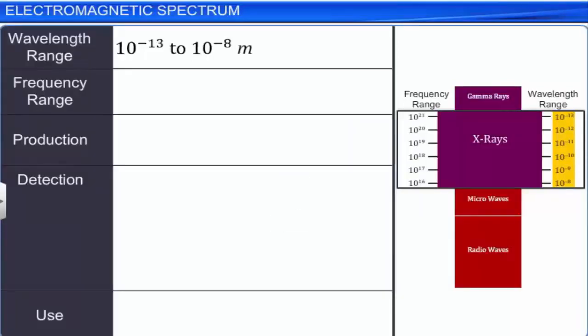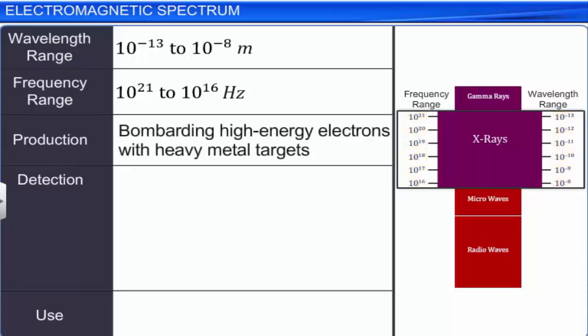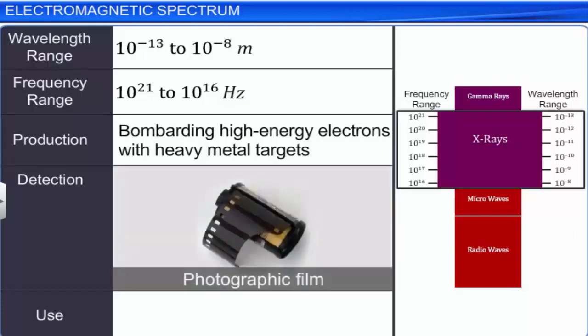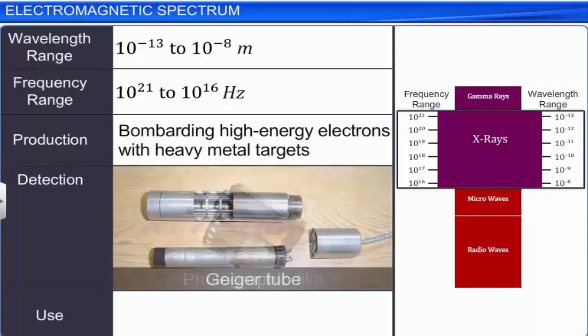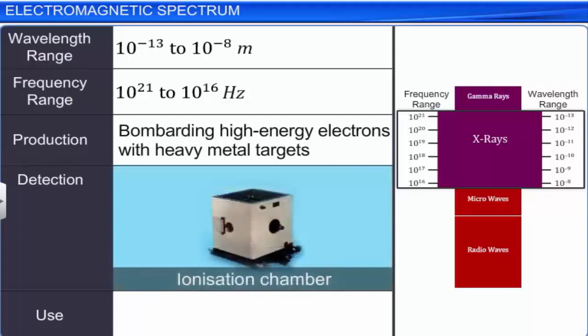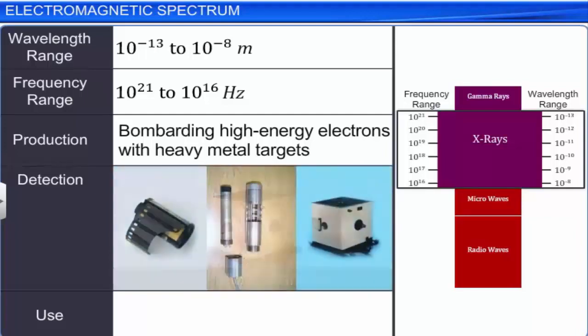The frequency is in the range of 10^21 Hz to 10^16 Hz. X-rays can be produced by bombarding high-energy electrons with heavy metal targets. They can be detected by photographic films, Geiger tubes, and ionization chambers. X-rays are widely used in different applications such as medicine, spectroscopy, and in industries.